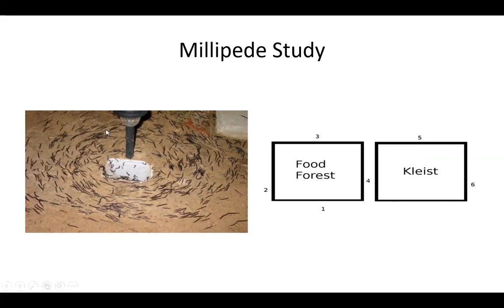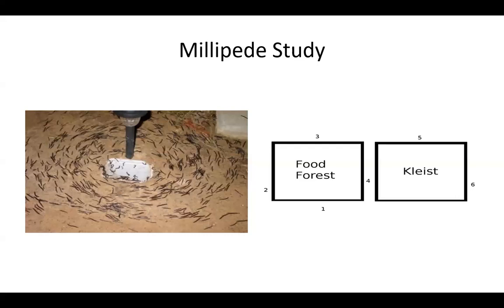The second main effect was, are these millipedes attracted to light? At each one of these locations, 1, 2, 3, 4, 5, and 6, we put 2 pitfall traps. Both of them had a light attached to it. Each night, one of the lights was turned on and the other one was kept off. So we had one main effect, and that is the location, food forest versus Kleist center. And we had a second main effect, and that was the issue of light or no light. We were trying to figure out, 1, where are the millipedes coming from? And 2, are they attracted or dissuaded by the presence of light?